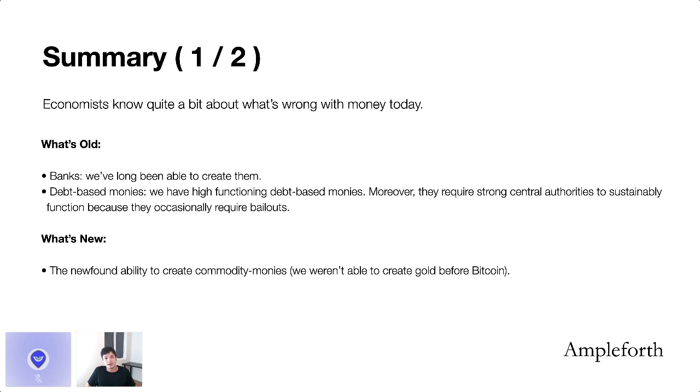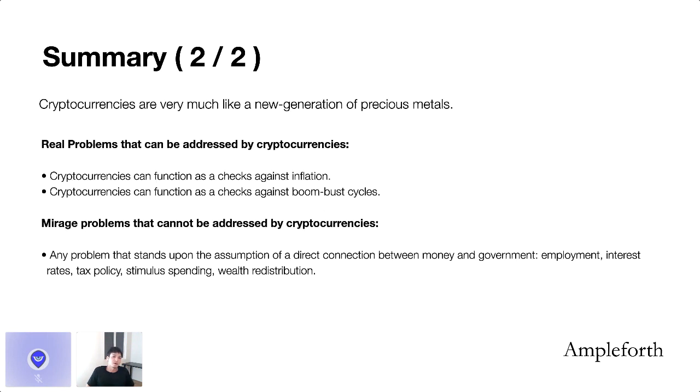And so this is where I get back to the idea of thinking about cryptocurrencies as a new generation of precious metals, rather than a new generation of US dollars. The virtue of that is, number one, the analogy is much more clear. And number two, the economic function of precious metals is also pretty well understood. Historically, a lot of precious metals have been used as a check against inflation, and also as a check against boom bust cycles. And if you rewind back to everything that we talked about in this presentation, rules versus discretion, right?